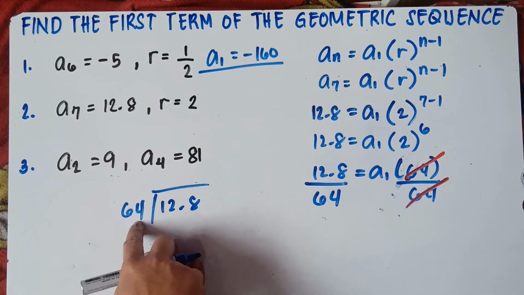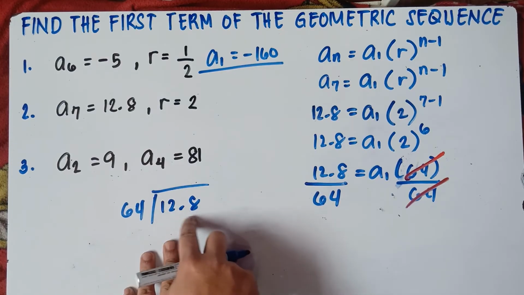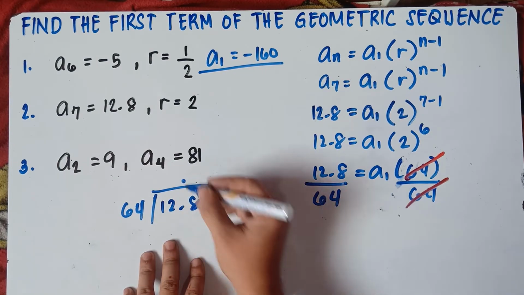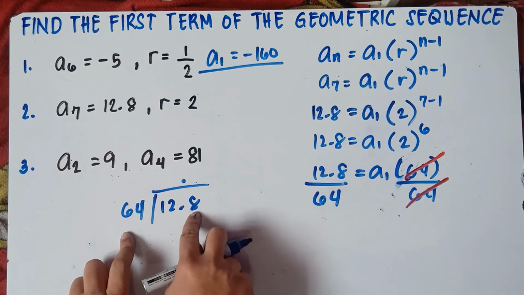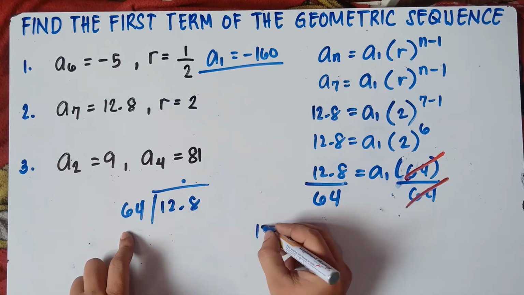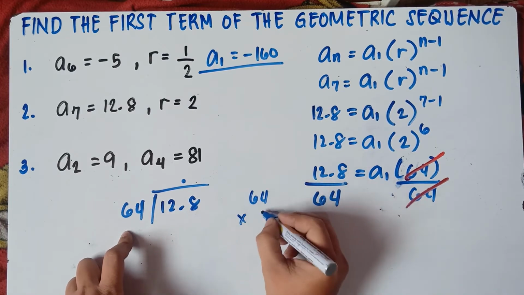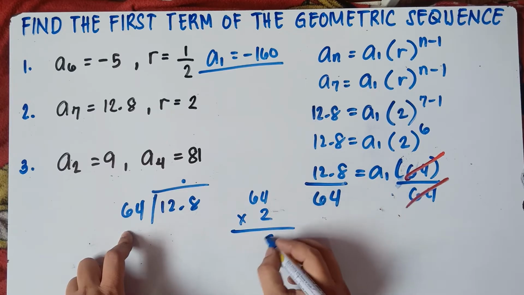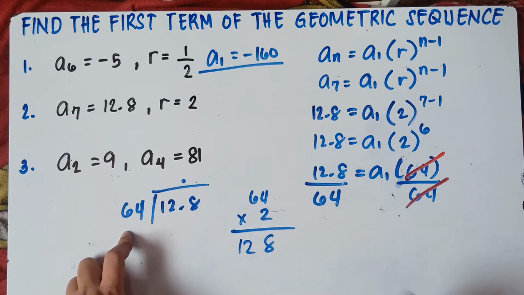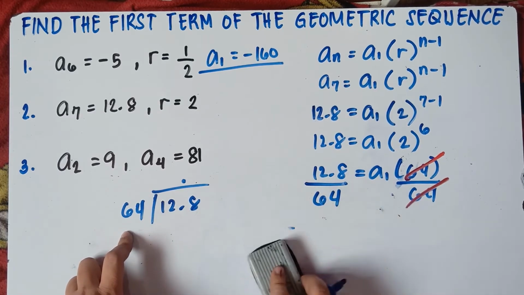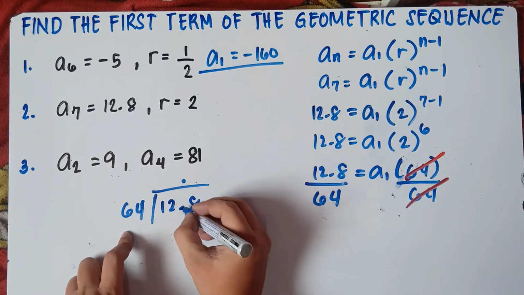So 12, you cannot divide it by 64. So we have 128. So put your decimal here. So 128 divided by 64. I think it's 2, right? 64 times 2, let's check. 2 times 4 is 8. 6 times 2 is 12. 2, that's correct. So, once again class, you align the decimal.